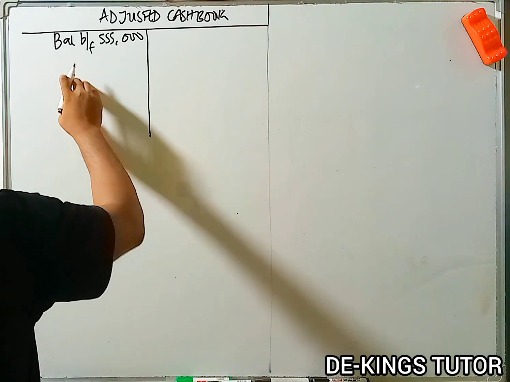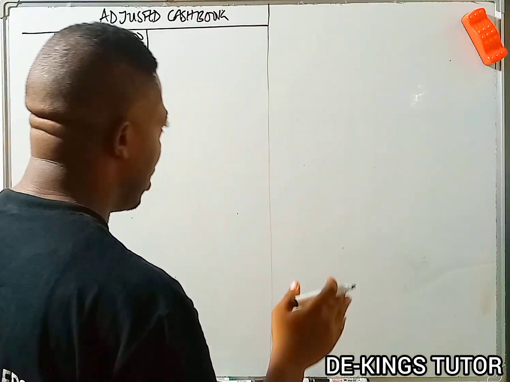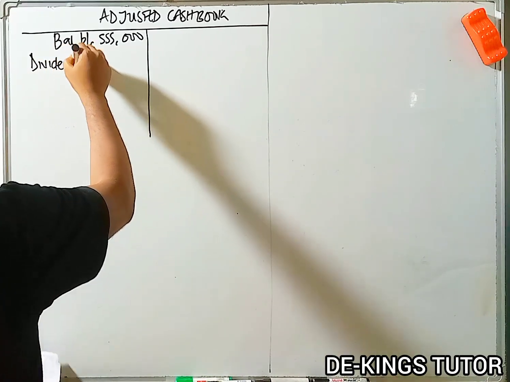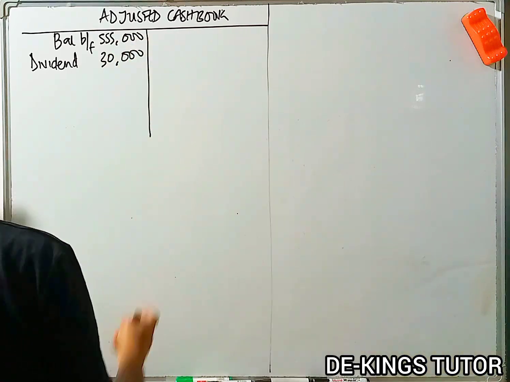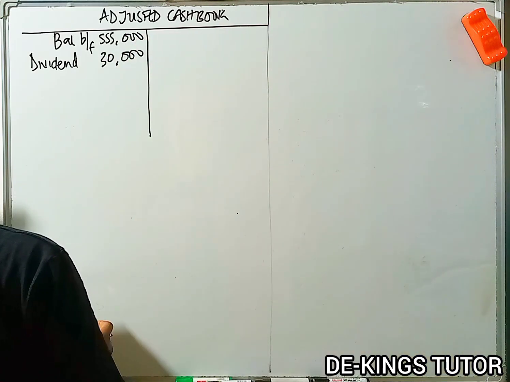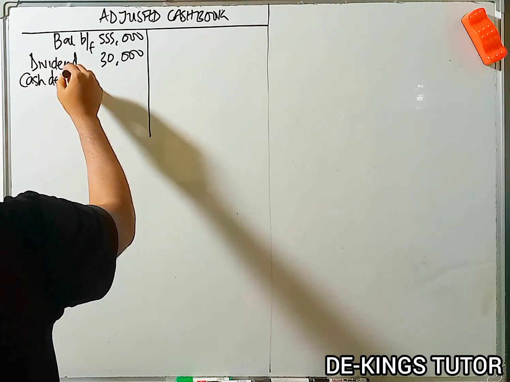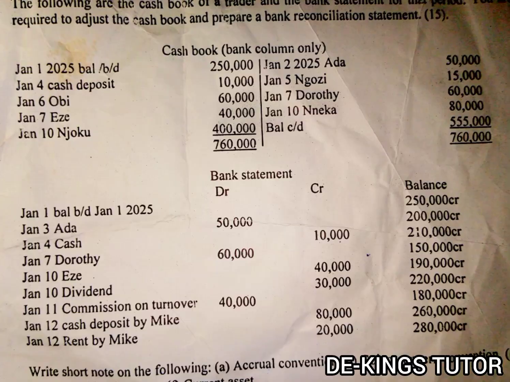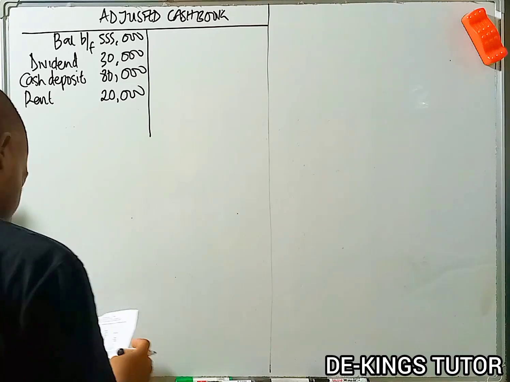Now we're going to add those items that appear on the credit side of the bank statement that are not on the debit side of the cash book. So the first item there is the dividend. So we have dividend of how much? 30,000. Another item there is the cash deposit by Mike. So I have cash deposit, and it is how much? 80,000. Another one there is rent. Is how much? 20,000. Okay.